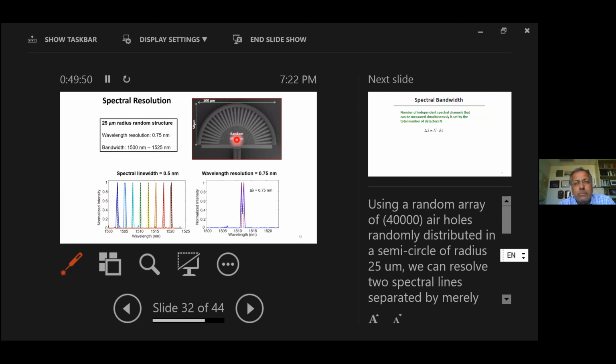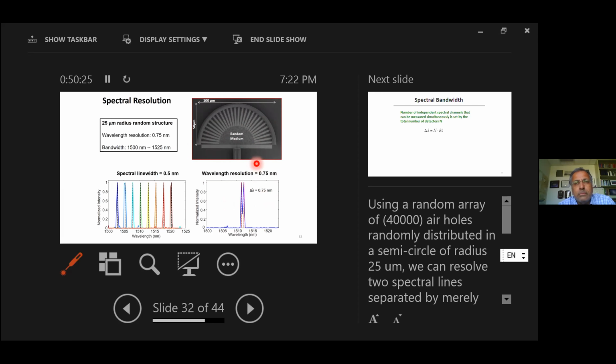So here we show that for this, the diameter or the radius of this disordered regime is 25 micron, and we are able to resolve two lines separated by 0.75 nanometer, just from their intensity distribution outside, simultaneously, because it's not just the line width of each one. So that basically tells us that we actually have a fairly good resolution for this very small footprint.